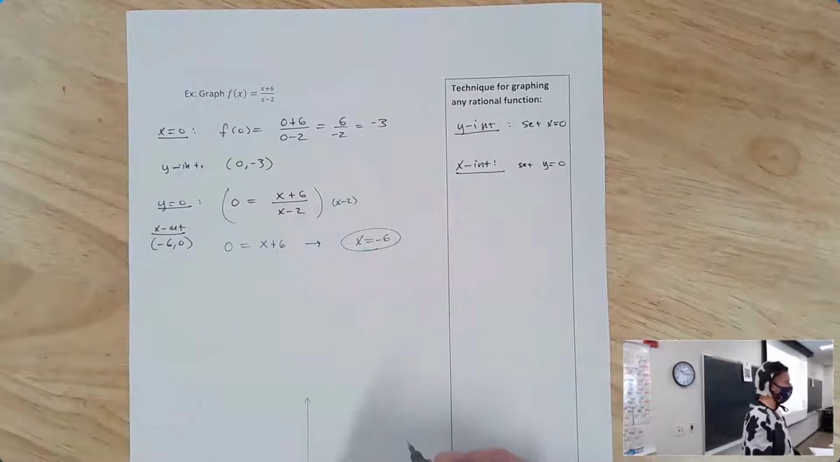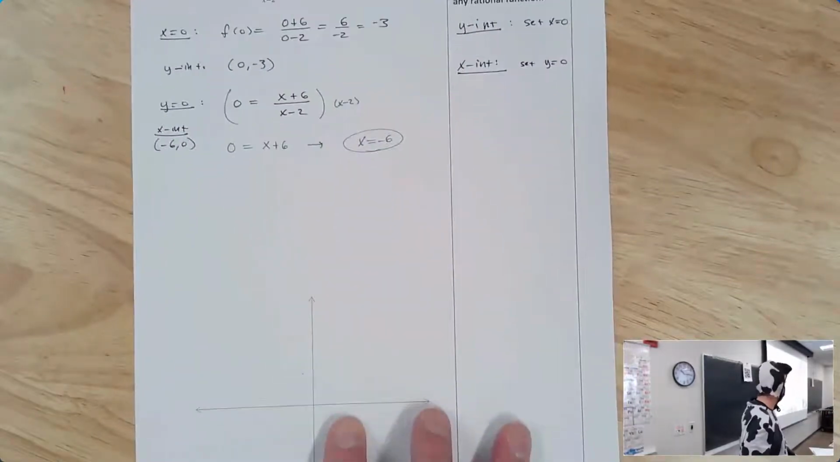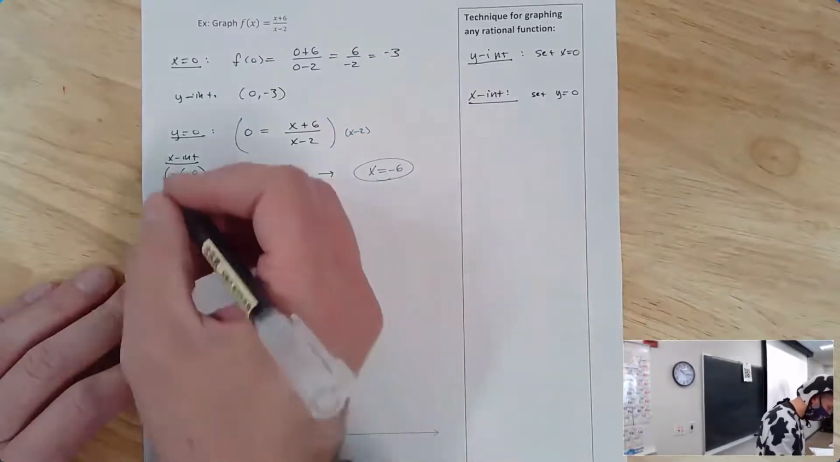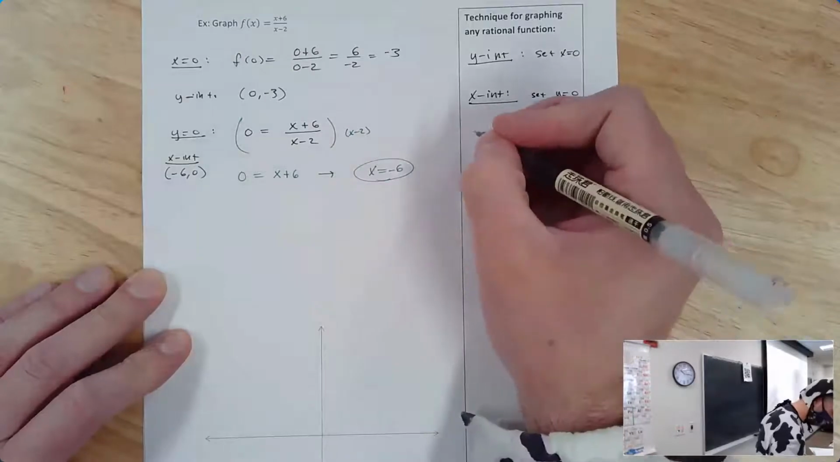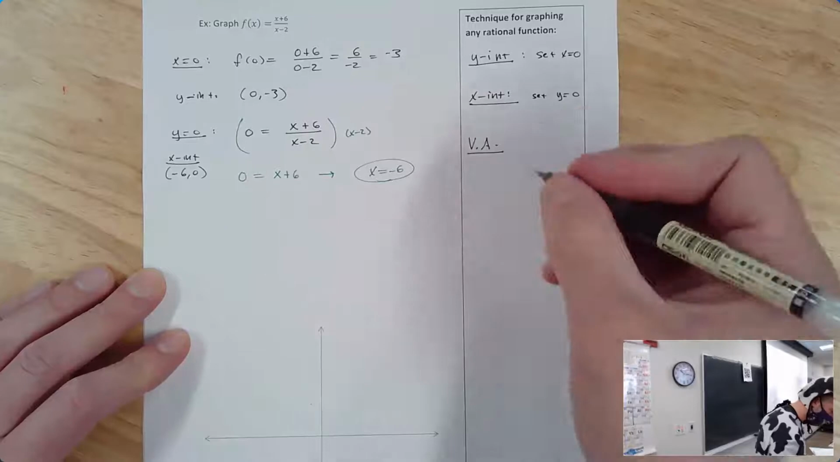And then we're finally ready to talk about the asymptotes. For no particular reason, I usually look at the vertical asymptotes first and the horizontal asymptotes second. I don't know why, that's just how I've always done it. So we next look at the vertical asymptotes, and we're going to get those by setting the bottom equal to 0.